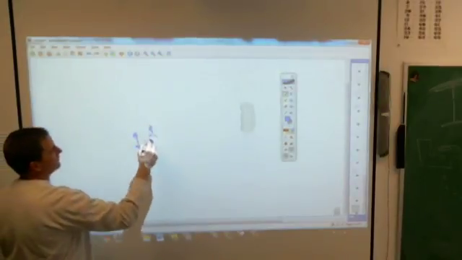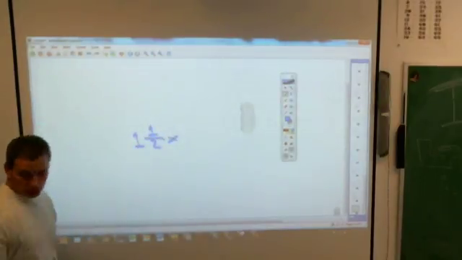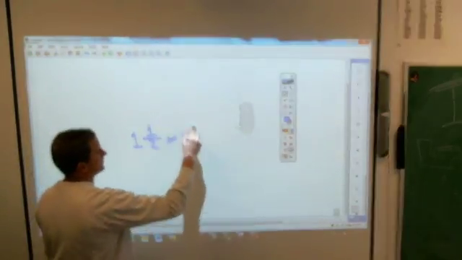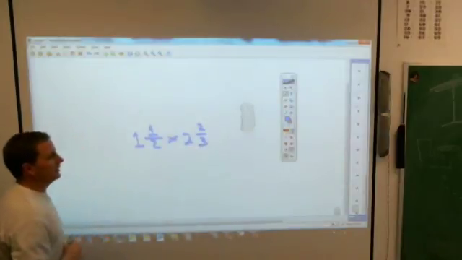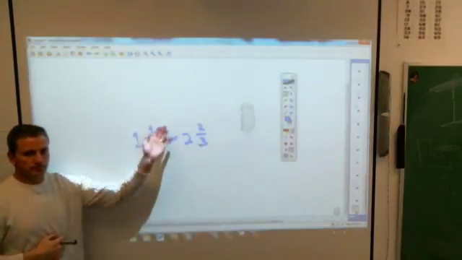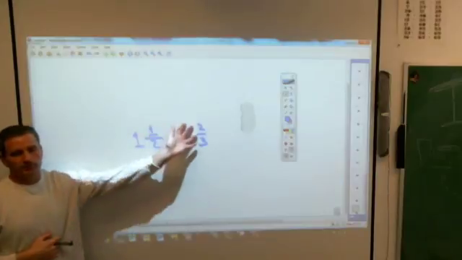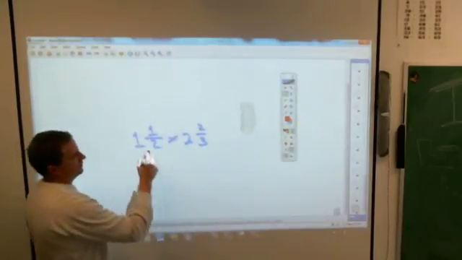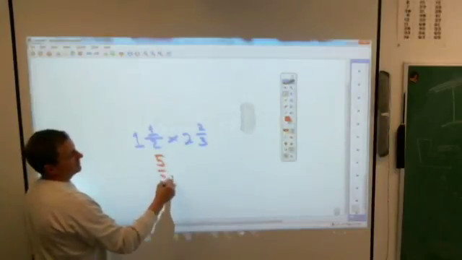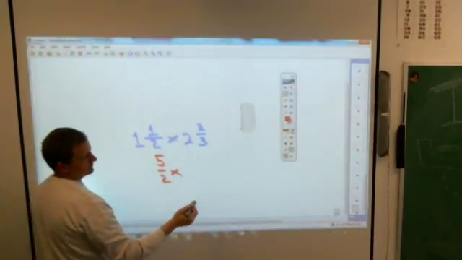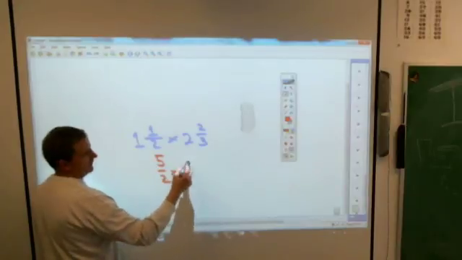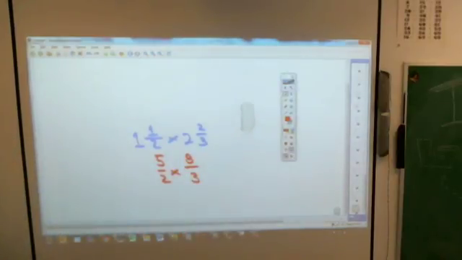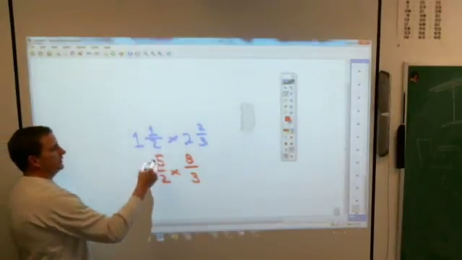1 1/2 times 2 2/3. Can I cross cancel these 2's? No. Not until you make them improper. You got to get them improper first, which is what? 3/2 times, what's that? 8/3. Is that correct? Yeah. 3 over 2, 3 halves. Oh, yeah, 3/2. I'm sorry.